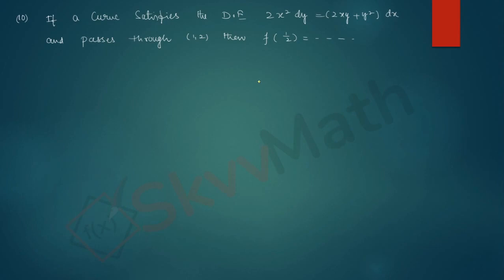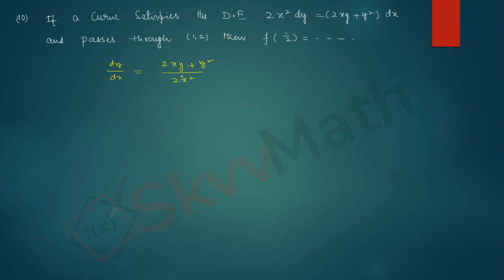So the next problem is from calculus, differential equations. So we first write dy/dx = (2xy + y squared)/(2x squared). Here you can solve this, I think, in two methods. One is the homogeneous differential equation method and the other is the linear differential equation method. So I'll show you how to solve this with the homogeneous differential equation.